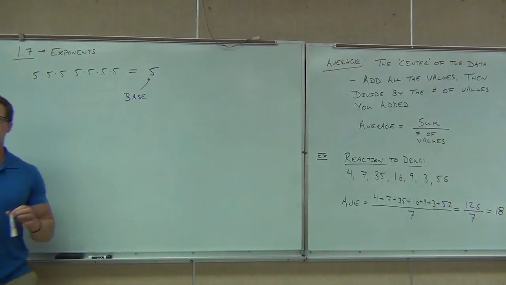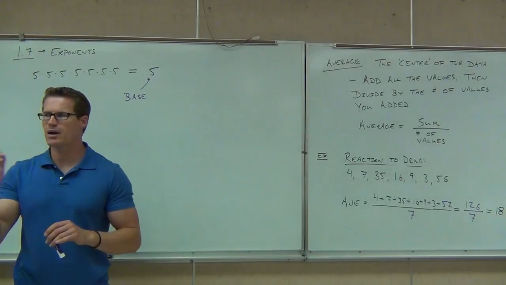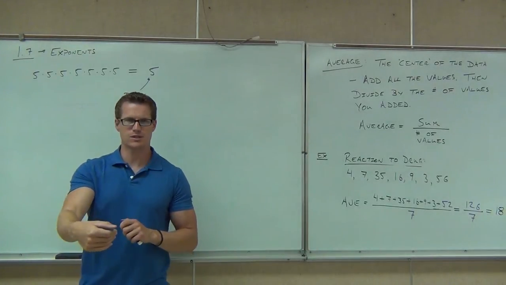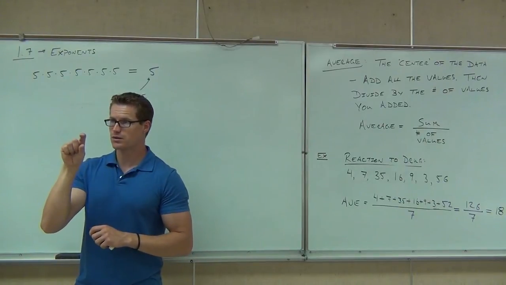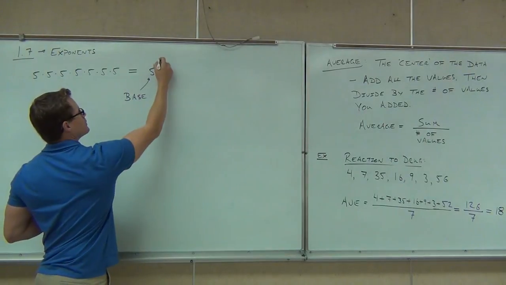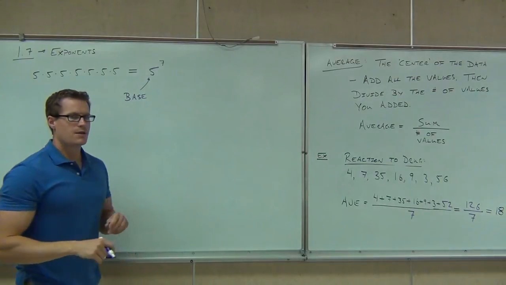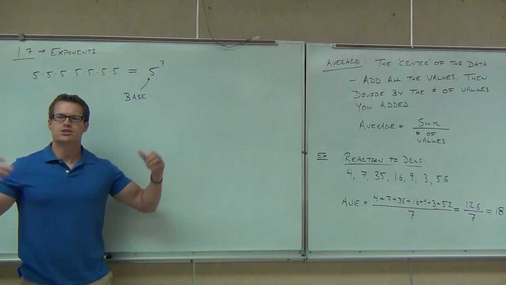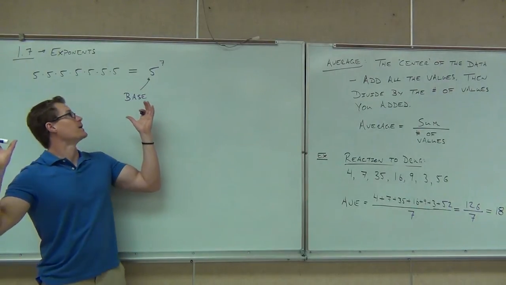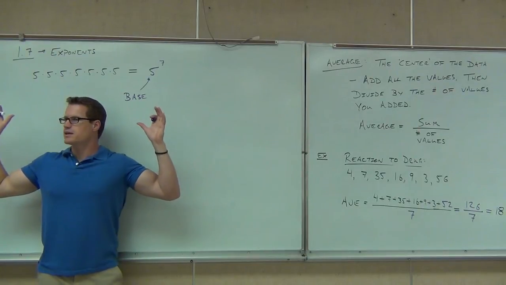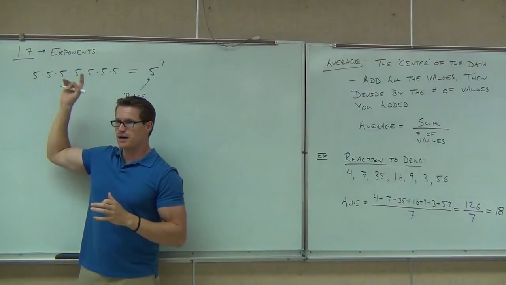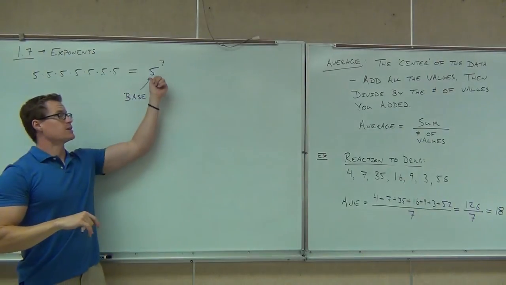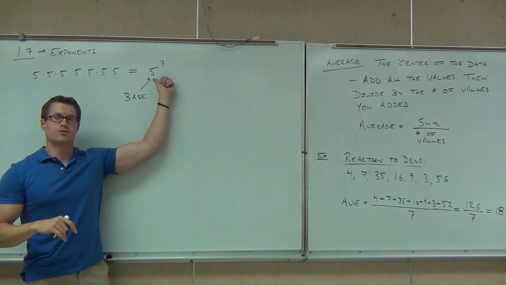The number of times you've repeated that multiplication, so you count up the number of 5s you have. How many was that? 7. That 7, we write it just slightly smaller, and we put it right here. That's called our exponent. These two things above my head say exactly the same thing. This says 5 times 5 times 5 times 5, seven times. This says you take 5 and you multiply it by itself 7 times.